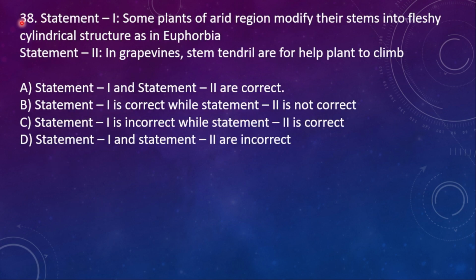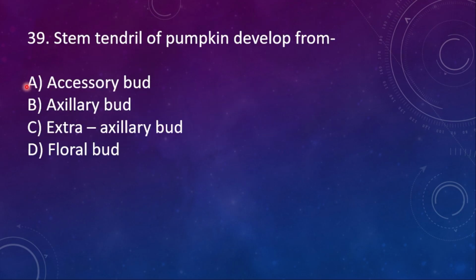Next question. Statement 1: some plants of arid regions modify their stems into fleshy cylindrical structures, as in euphorbia. Statement 2: in grapevines, stem tendrils help the plant to climb. So in the 38th question, statement 1 and statement 2 both are correct. So option A itself is right.